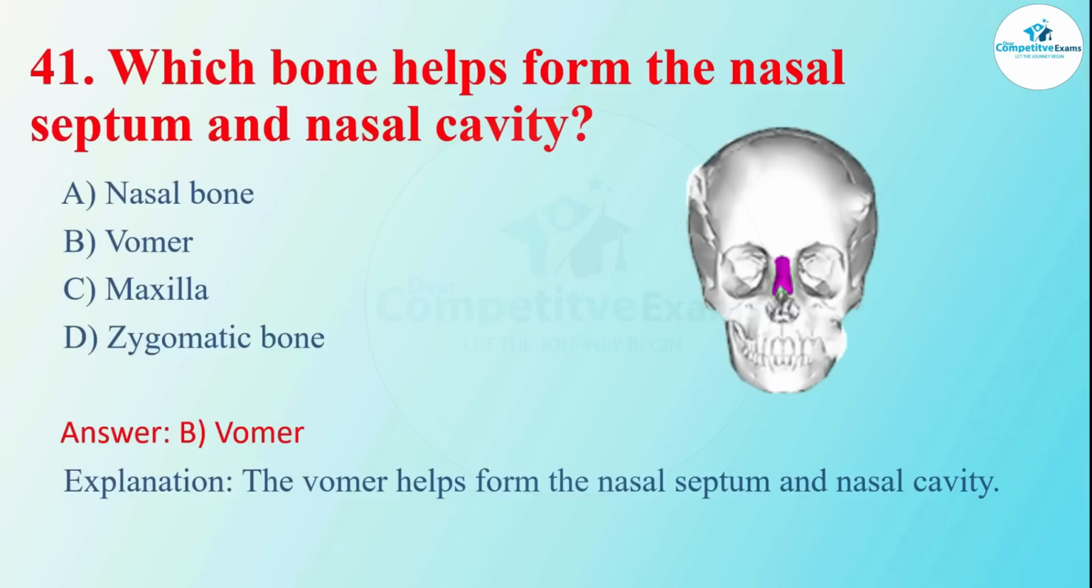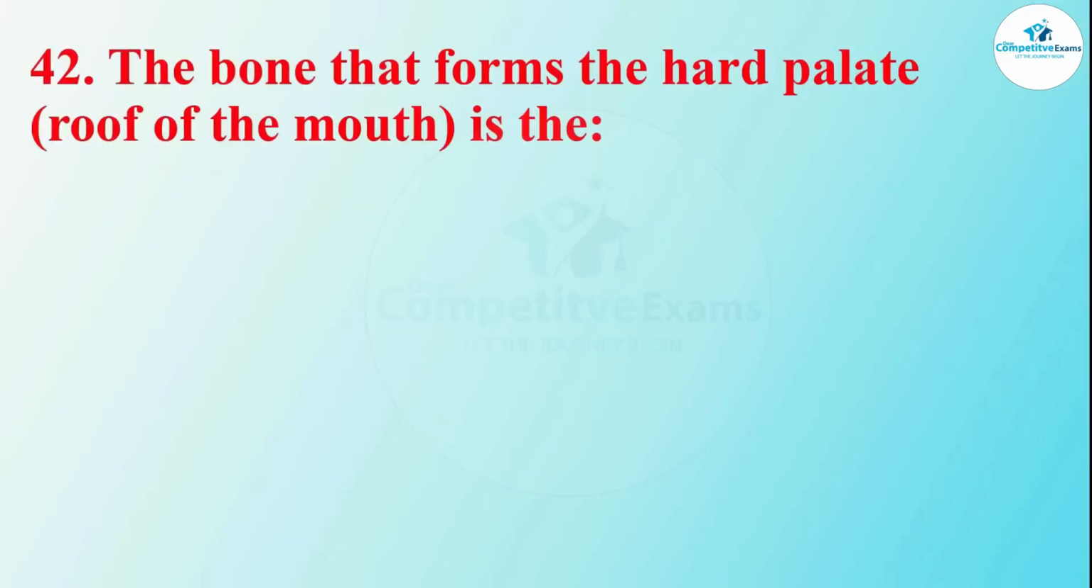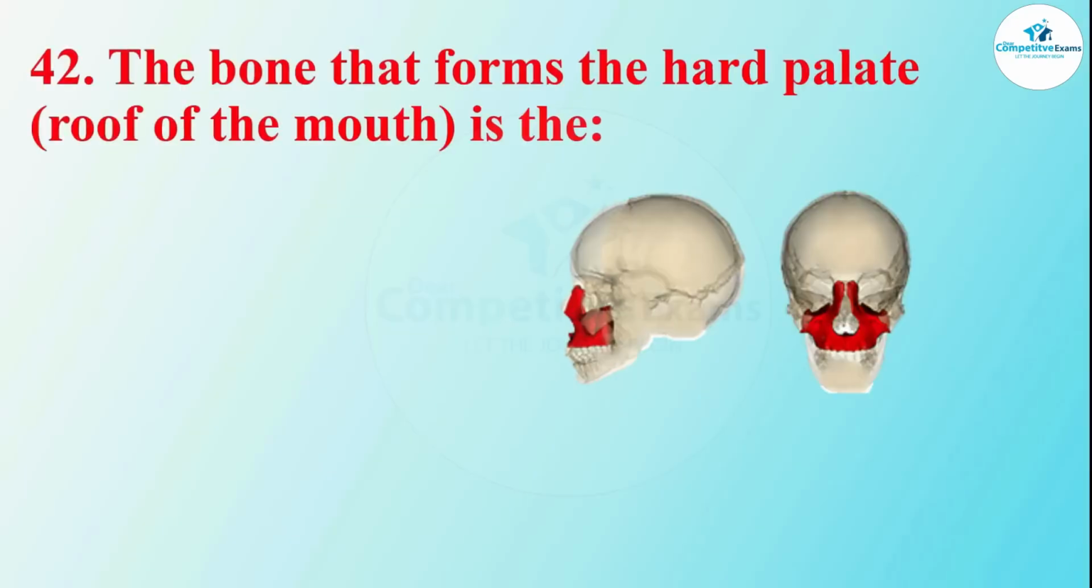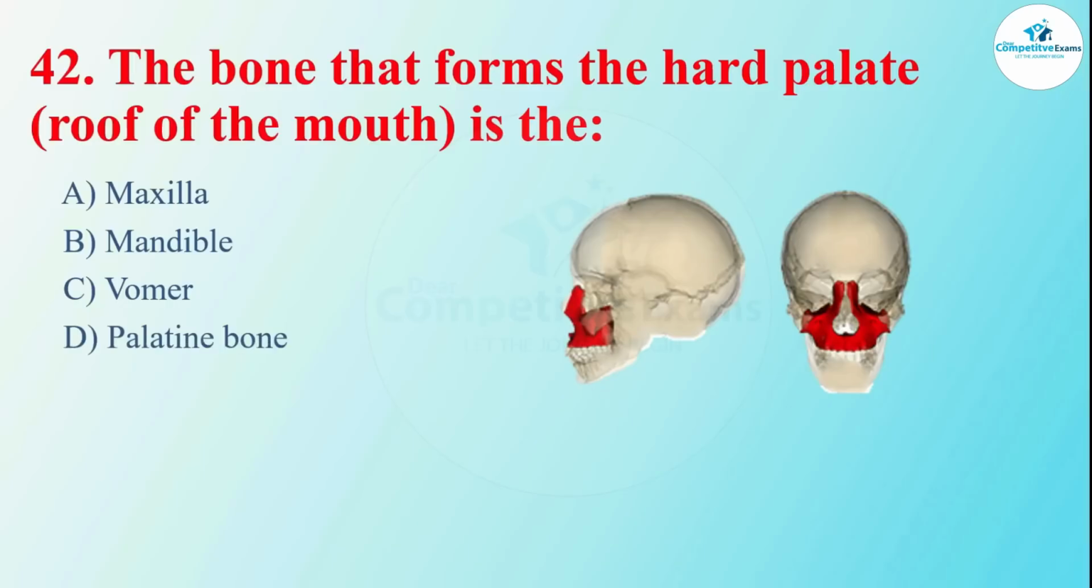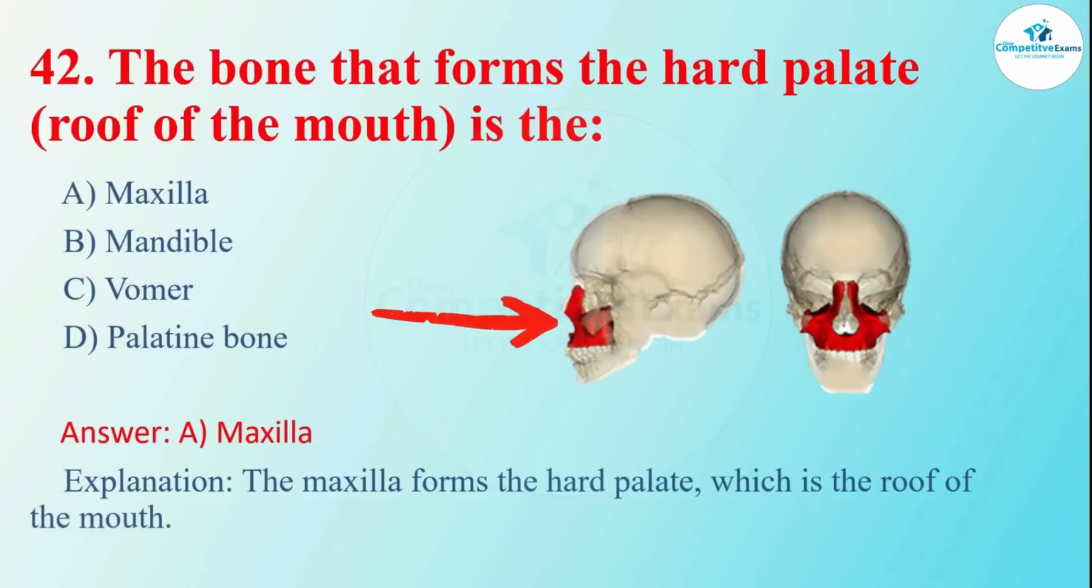Question number 42. The bone that forms the hard palate, meaning the roof of the mouth. What do you call that bone that forms the hard palate? That is the roof of the mouth. Is it maxilla, mandible, vomer, or palatine bone? The right answer is maxilla. The maxilla forms the hard palate, which is the roof of the mouth. You can see in the picture.